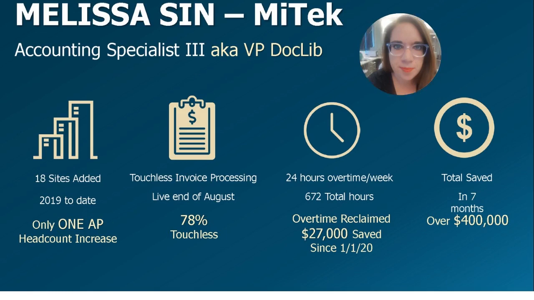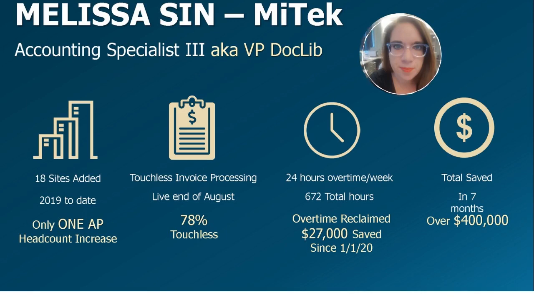Since the beginning of 2019, we have added 18 sites under our umbrella, under MiTek, and we have only hired 1 full-time AP person. 5 of those were software companies, but 13 of those locations were manufacturing plants added on, and only 1 person had been hired to help out since we implemented DocLib. And currently, I process invoices for 19 different locations.